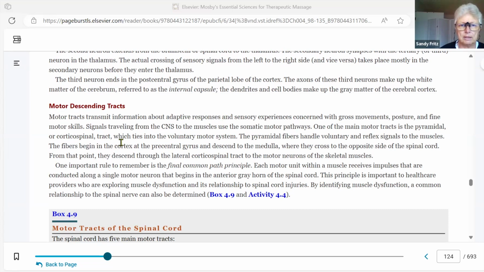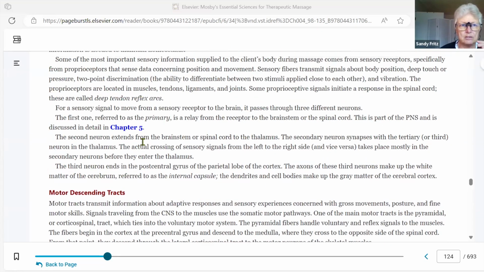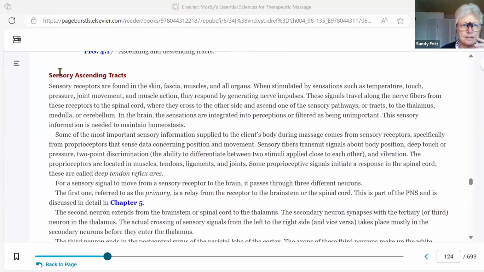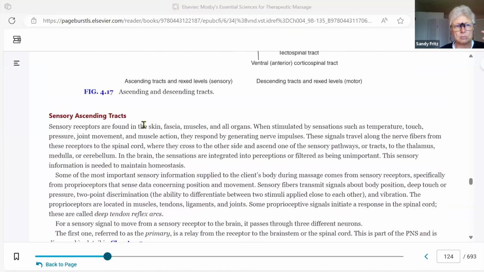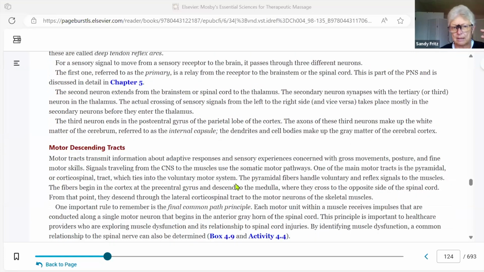And there is some biological plausibility that during massage, as we stimulate a lot of sensation through these ascending tracts, there is a down regulation through the motor tracts, and that's how sometimes a sensation is inhibited. So that's how that works through these sensory tracts and these motor tracts back and forth.